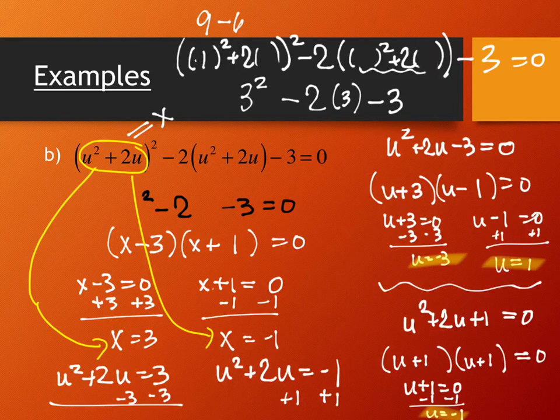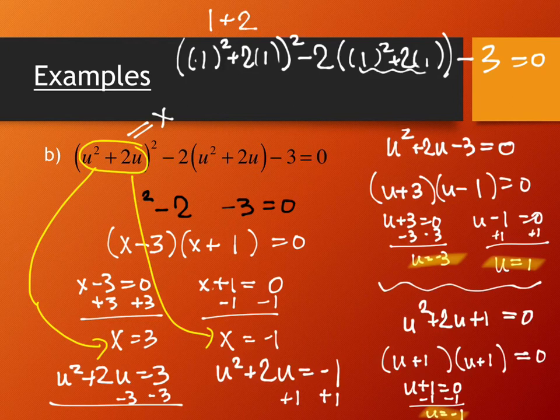And then we would check the next one, which was a positive 1. So we have 1 squared plus 2 times 1 in each of the parentheses. So 1 squared is 1, plus 2 times 1 is 2. So I actually have 1 plus 2 is 3. That's 3 squared. I believe that's what I had on the last one, wasn't it? 3 squared minus 2 times 3 minus 3. That one works, right? It does.